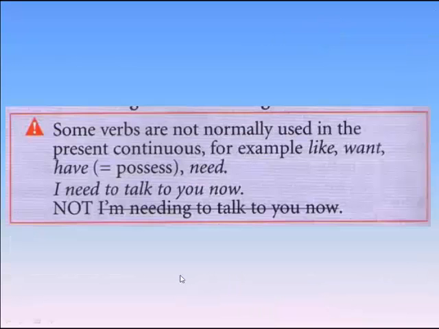In addition, we are going to study two more things. One is that some verbs normally do not have a present continuous. We do not use them in present continuous. Examples like want, have, and need. So, I need to talk to you now. It is now, at the moment. But we do not use present continuous. We don't say, I'm needing to talk to you. No, I need to talk to you. Or, I have a glass of water now. No, I'm having a glass of water now, if we mean that we possess a glass of water.